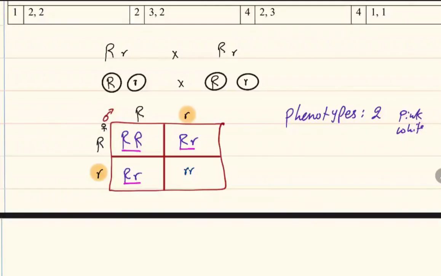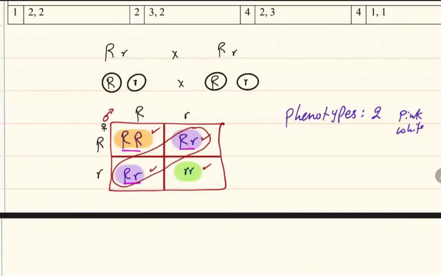Let's see the other one here, the genotype. R capital, homozygous dominant. Let's see the second one. R capital, R small, R capital, R small. This is dominant but heterozygous. The last one here is homozygous but recessive. So how many genotypes we have? 1, 2, 3. If I have the genotype repeated, I counted only 1 time.